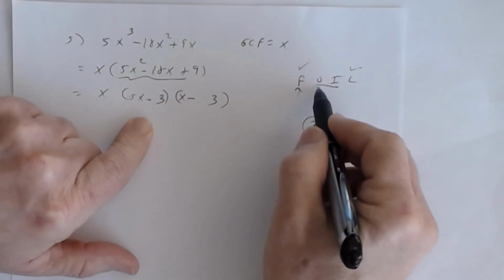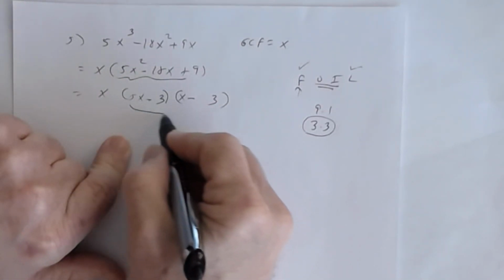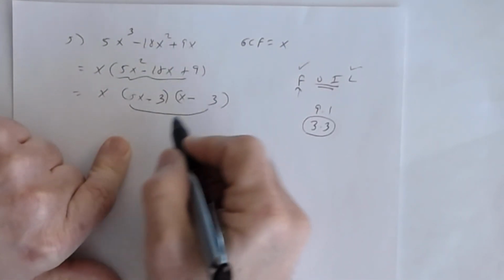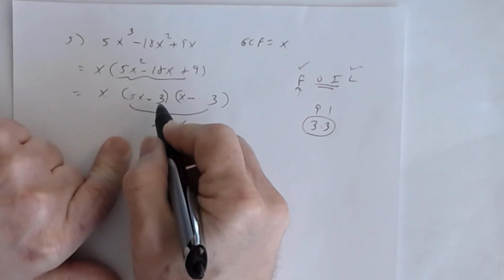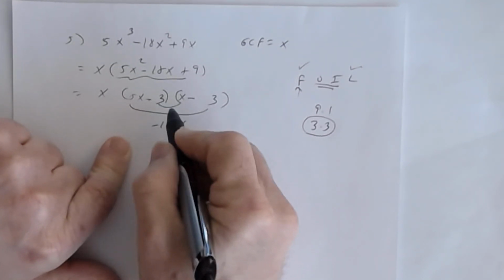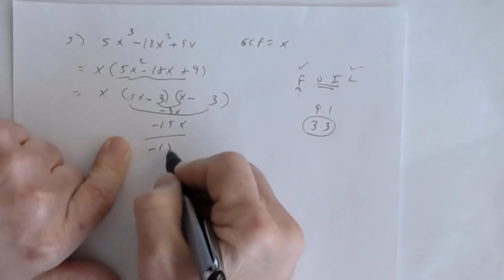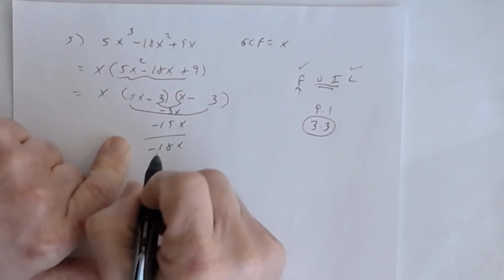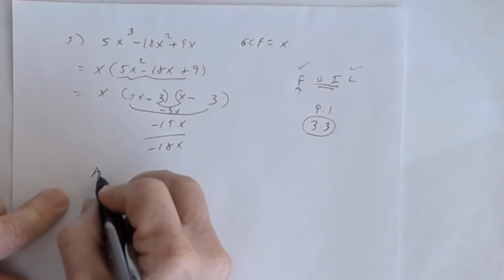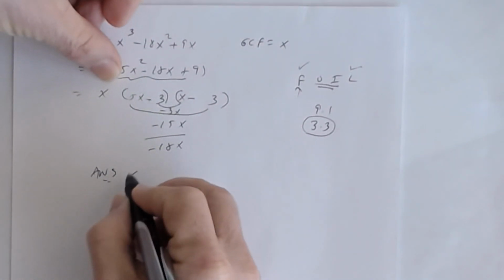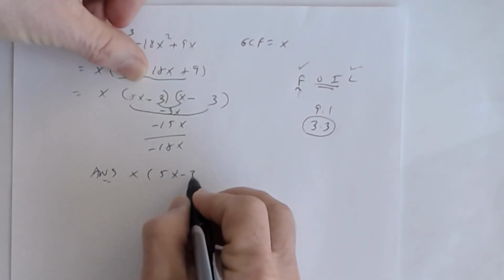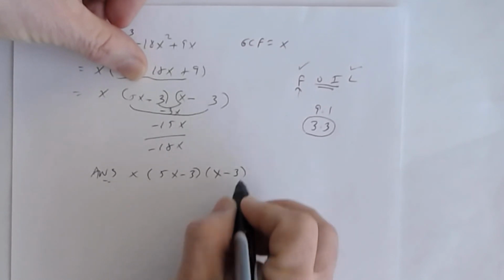Now let's do the outer and the inner. The outer, 5x times a negative 3 is a negative 15x. The inner, negative 3 times x is a negative 3x. And a negative 3x and a negative 15x is a negative 18x, which is your middle term. So there's your answer. So the answer, you're going to say x times 5x minus 3 times x minus 3.